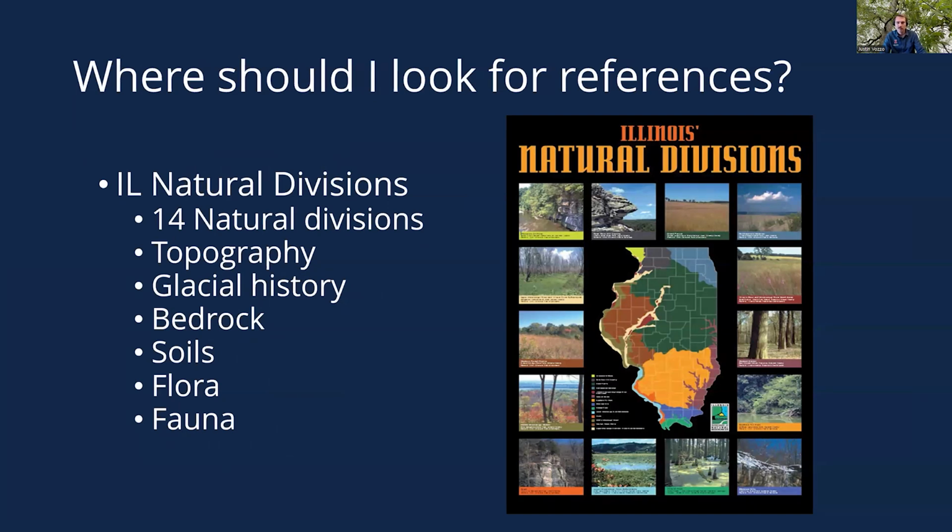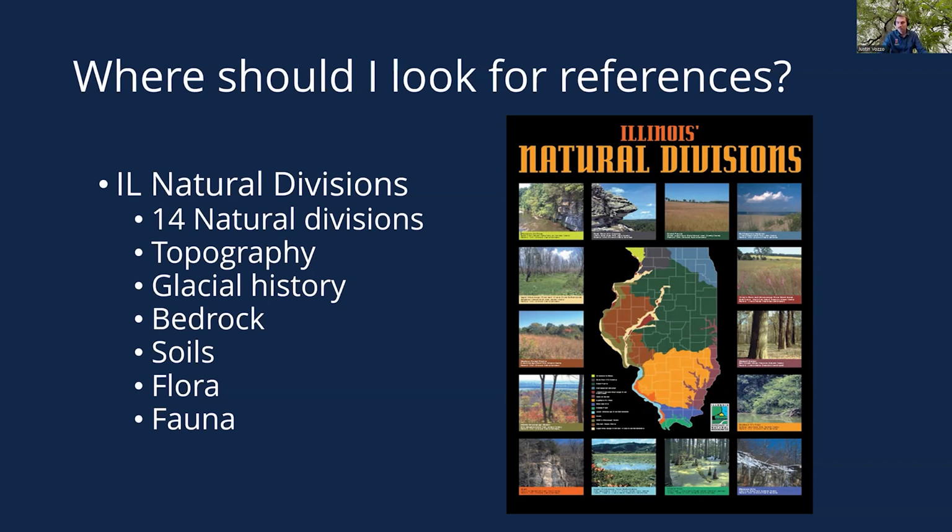So where can I begin to look for references for my restoration project? Well, one good starting point is the Illinois natural divisions. There are 14 natural divisions across the state. These are determined by factors including topography, glacial history, bedrock, soils, and then the flora and fauna. And a map like this showing these natural divisions might be a good starting point just to get an idea of which areas generally you might think about looking in.